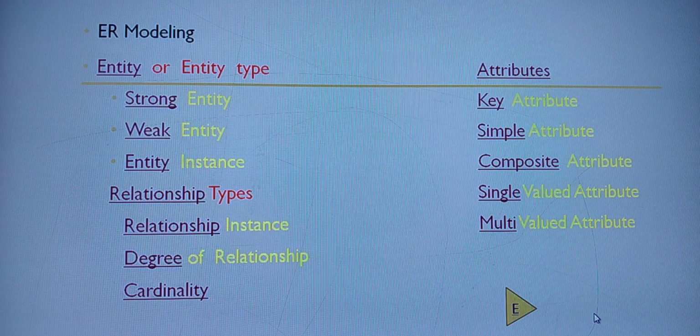Yes. Next, see here. Clear with the topic, what else have we discussed by now? Under relationship we have discussed relationship instance, degree of relationship, and the next one, cardinality. Clear with this one? So by now we have finished ER modeling. Clear with this one?